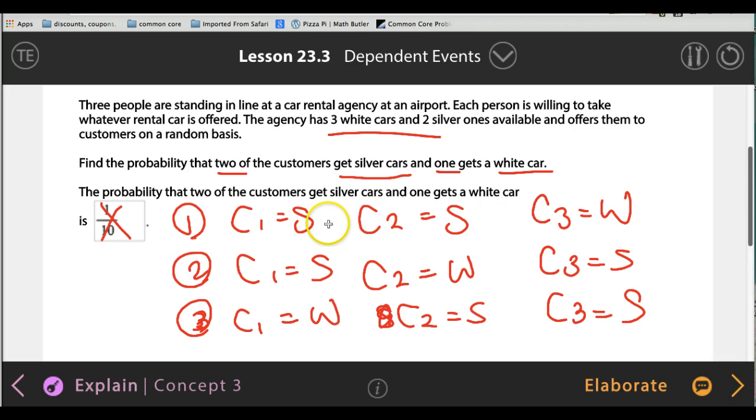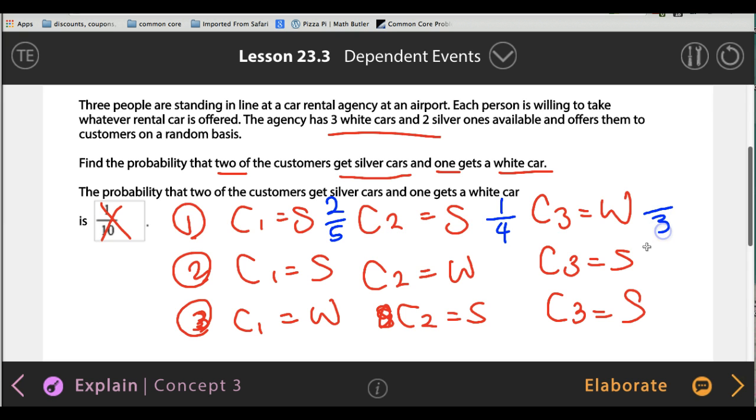Out of 5 cars, how many silver are there? 2 silver ones. Then for customer 2, what would happen? There's only 4 cars left, and this one has to be another silver one, and since this person already took one, now there's only 1 silver car left, right?